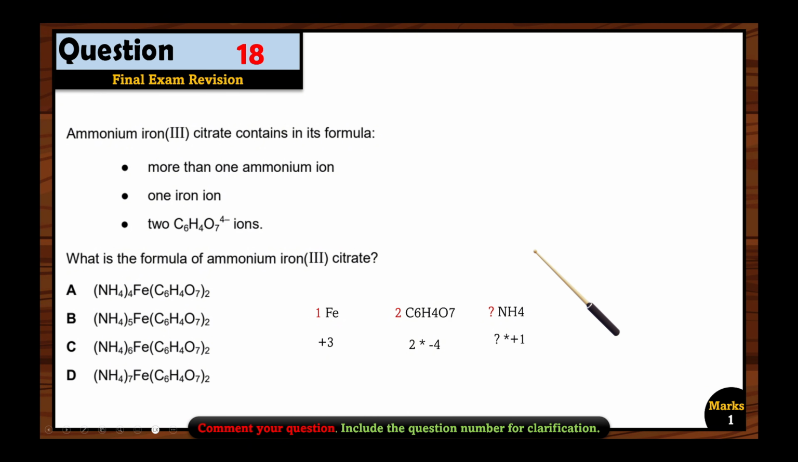It means how many ammonia do we need? We need 5 ammonia. So where is that 5 option? Yes, B option is right. 5 ammonia, 1 iron, and 2 chromate ions, okay? So B option is the right option.